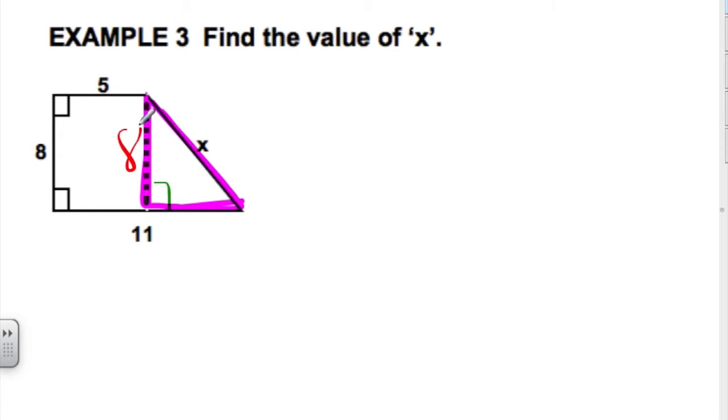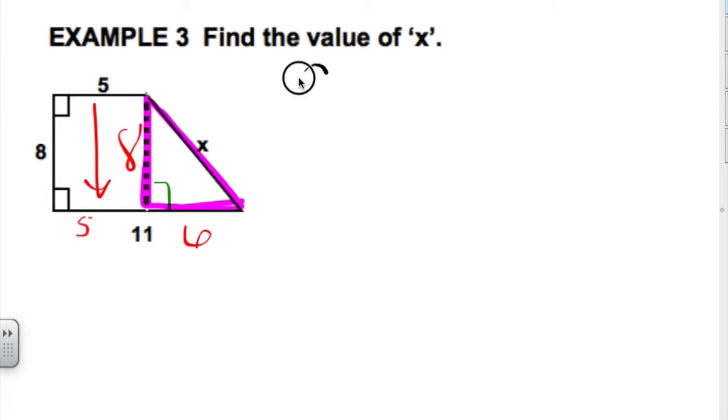So I know this side has to be 8 because of the rectangle. I know across from the 5 here, this little piece is also 5. And so I know the whole base is 11 minus 5 gives me 6. Now I have enough information to do Pythagorean Theorem.